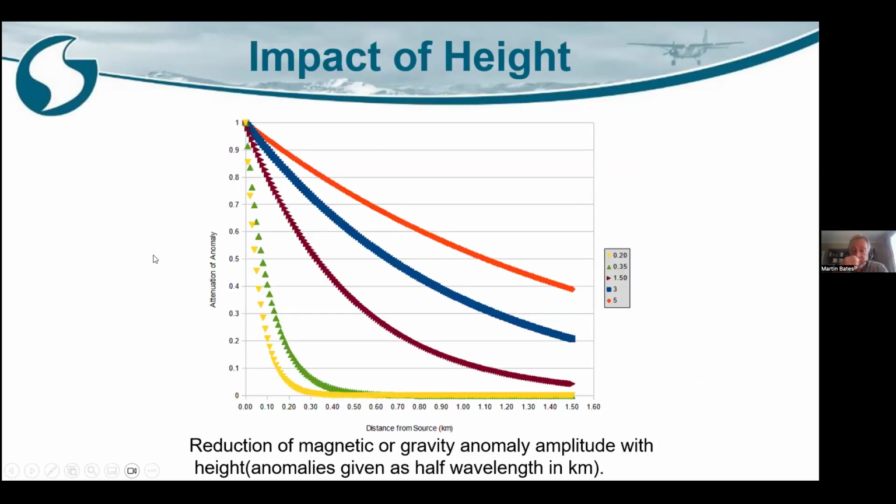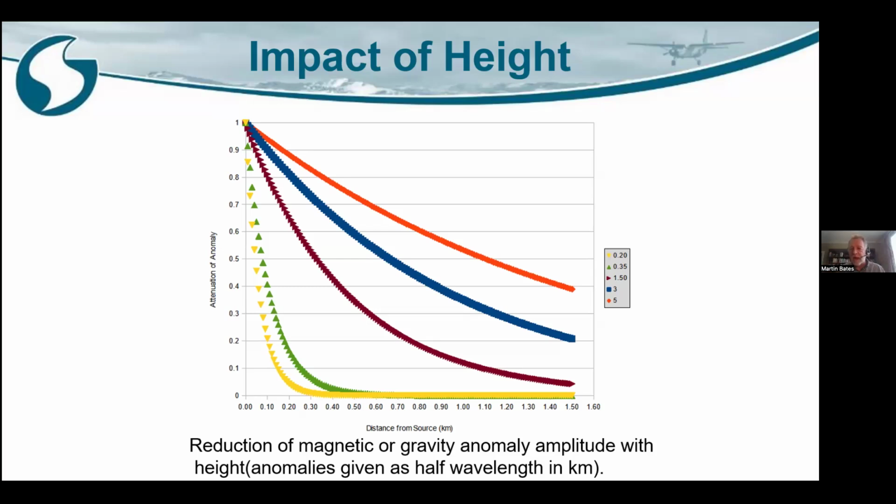The height above the ground really matters, or height above the signal. This just shows you how either a gravity or magnetic anomaly, depending on how big it is, falls off with height. The smaller the anomaly, which is that yellow line, just like a 200-meter wide anomaly, drops off really fast. So by about 400 meters above the ground, it's gone. So attenuation of signal is related to how big the signal is, how wide the anomaly is.